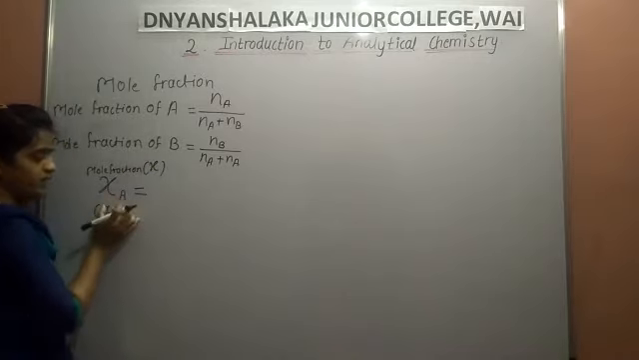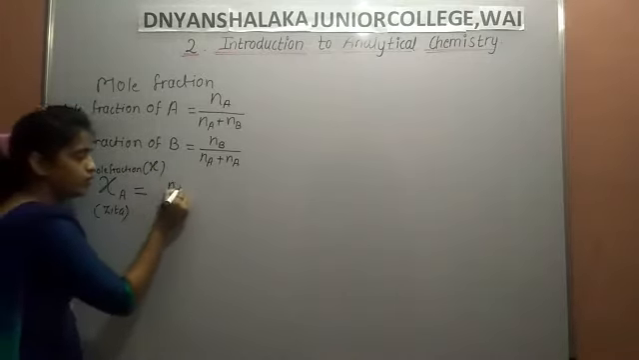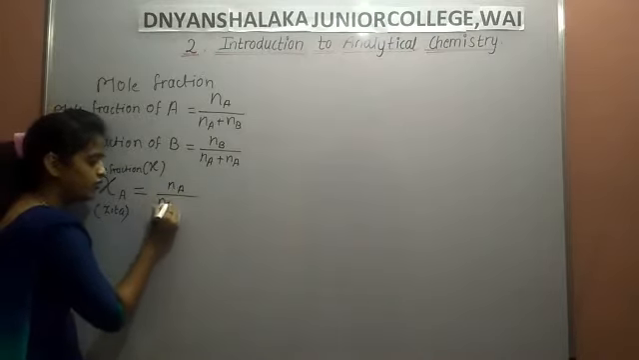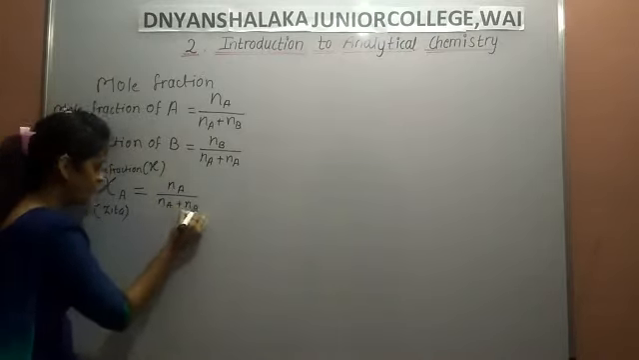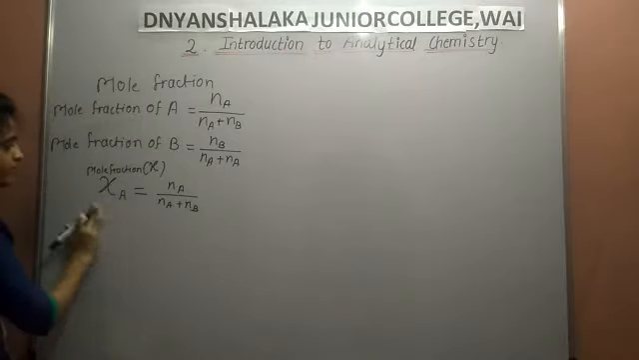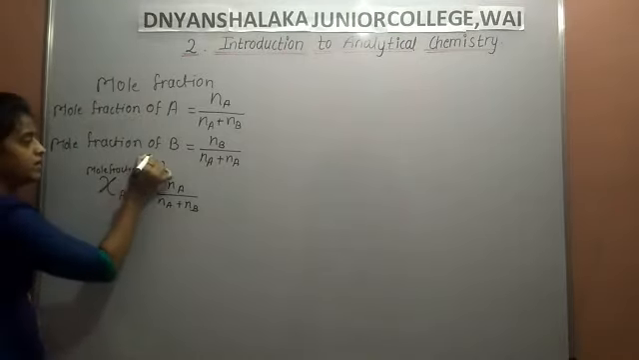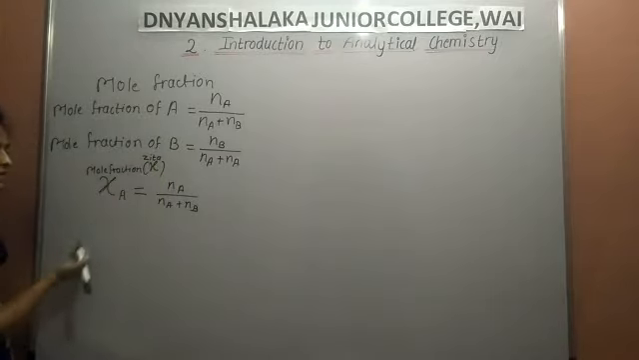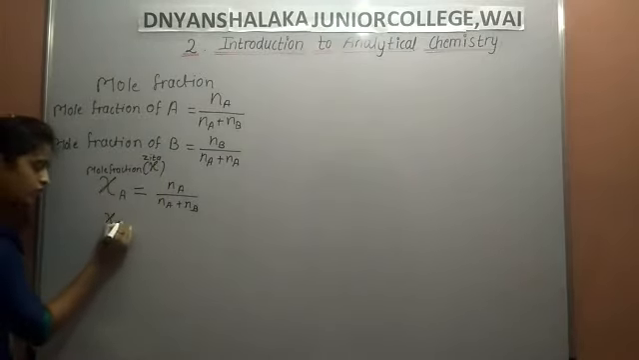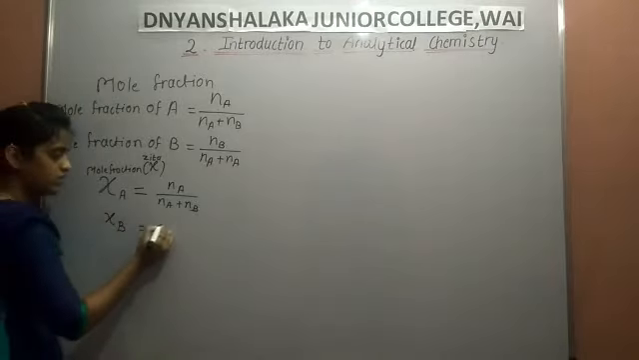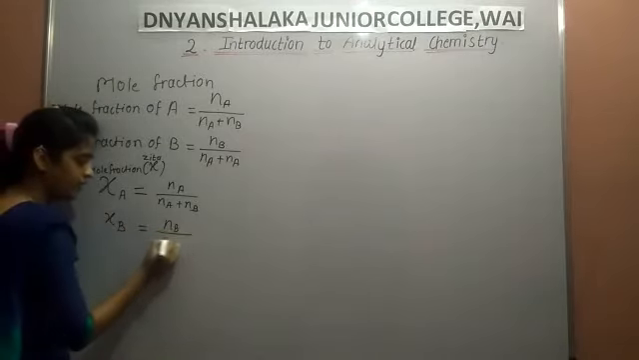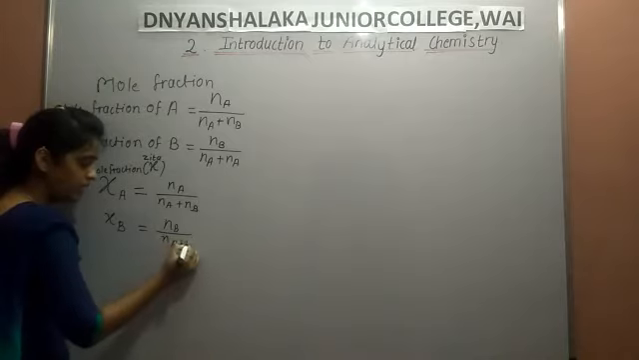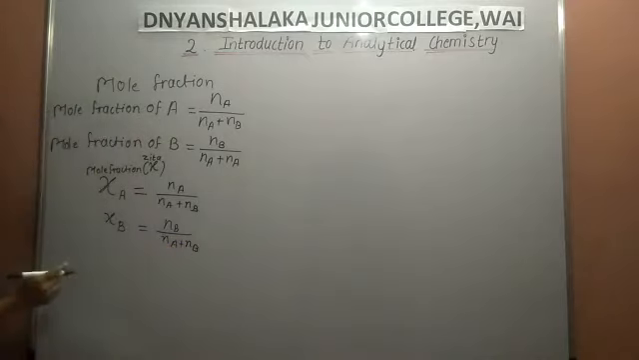So mole fraction of Xa we denote as number of moles of A upon number of moles of A plus number of moles of B. So this is called zeta. Next, number of moles of B component, so this is Nb upon Na plus Nb. Using these two formulas, we calculate the mole fraction of A component or the mole fraction of B component.